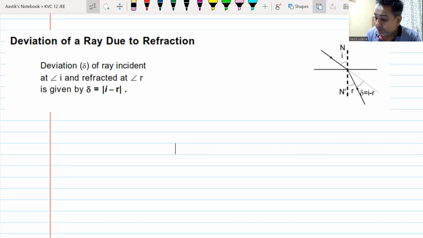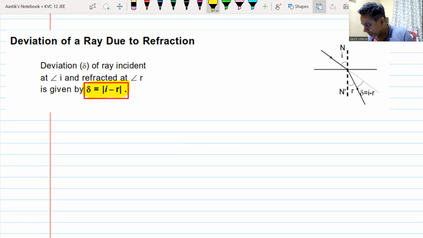Remember, it has been written like the modulus of I minus R. So basically, you just have to subtract I from R. If I is more than R, it is I minus R. If R is more than I, it is R minus I. Do we understand this? Yes, sir.